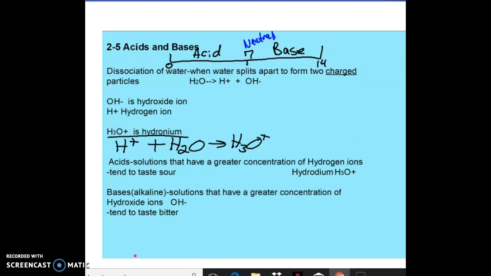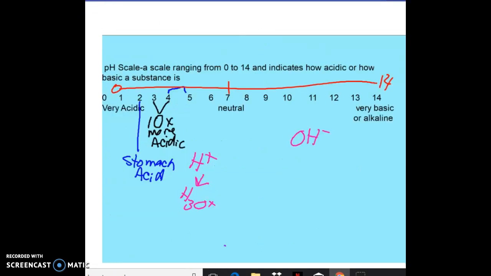So we use this really awesome little scale called the pH scale that shows us a range from 0 to 14 of things that are very acidic to very basic. People in general always seem to want to say that the higher the number on the pH scale, the more acidic it is, which is actually the opposite.